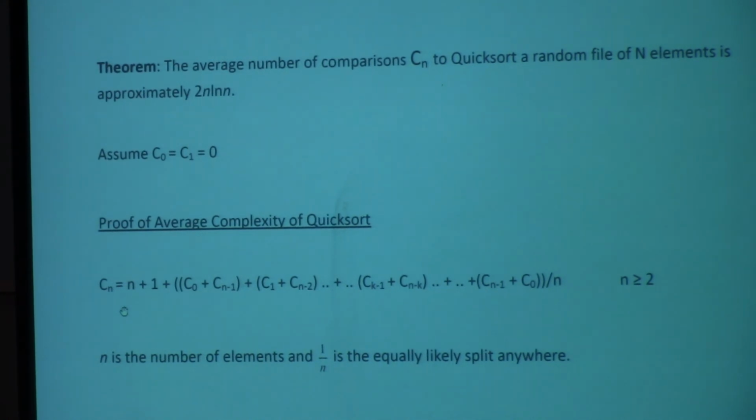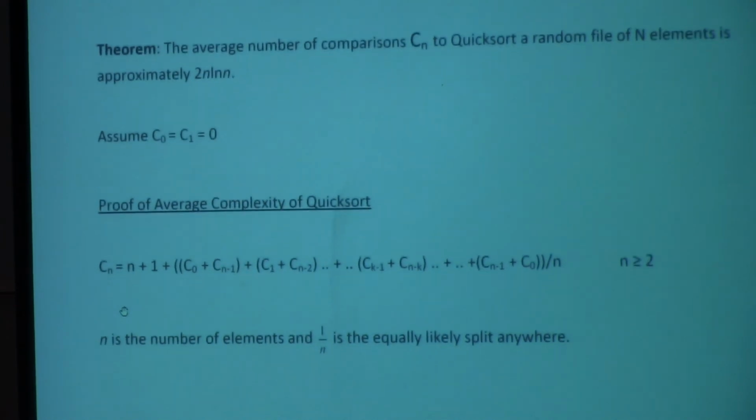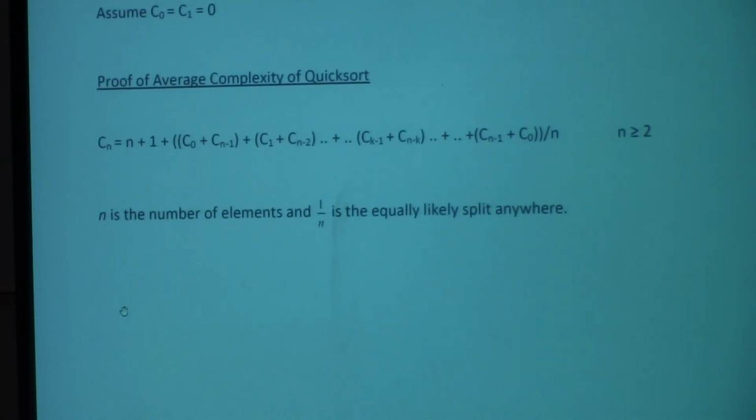Okay, so we'll assume that the average number of comparisons for 0 elements is the same as for 1 element, equal to 0. If you want me to quicksort 0 elements, I'm done with no comparisons. If you want me to quicksort 1 element, then I'm done with no comparisons. So let's see what we got going on here. This is the most important mathematical setup for this analysis.